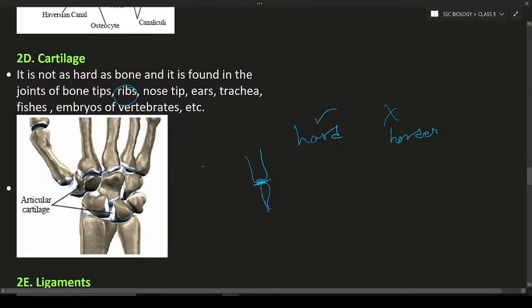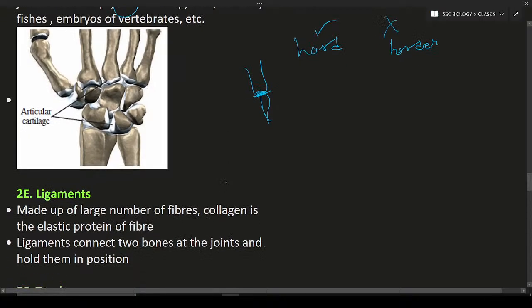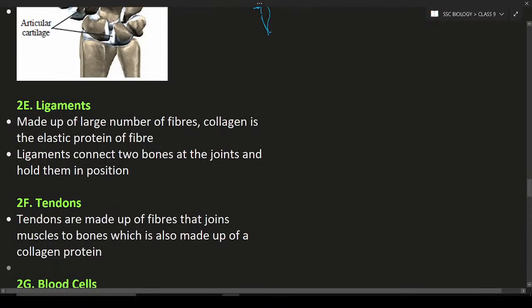So this is cartilage that you can see between the bones. Between the bones you can see a white color layer. That white color layer is nothing but cartilage. The next one is the ligaments. Ligaments are made up of a large number of fibers, that is collagen fiber. Collagen fiber is an elastic protein fiber that is present between the bones.